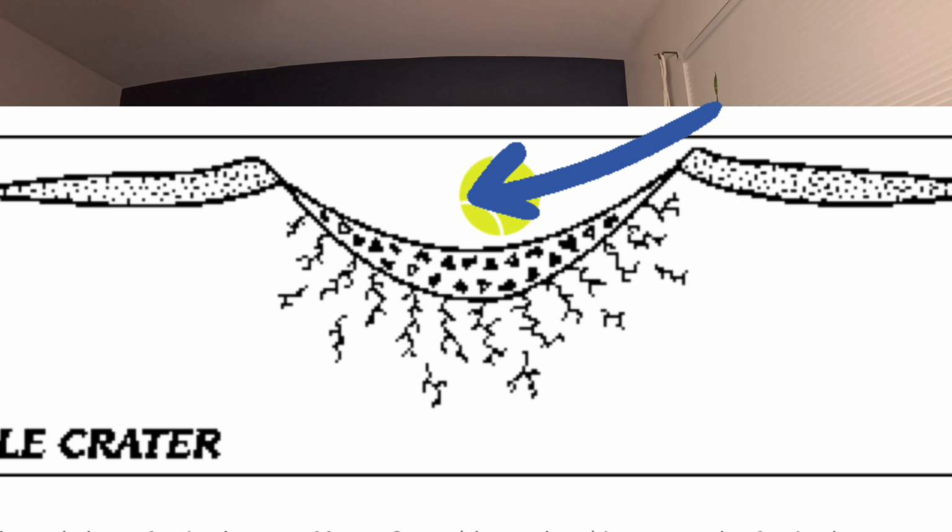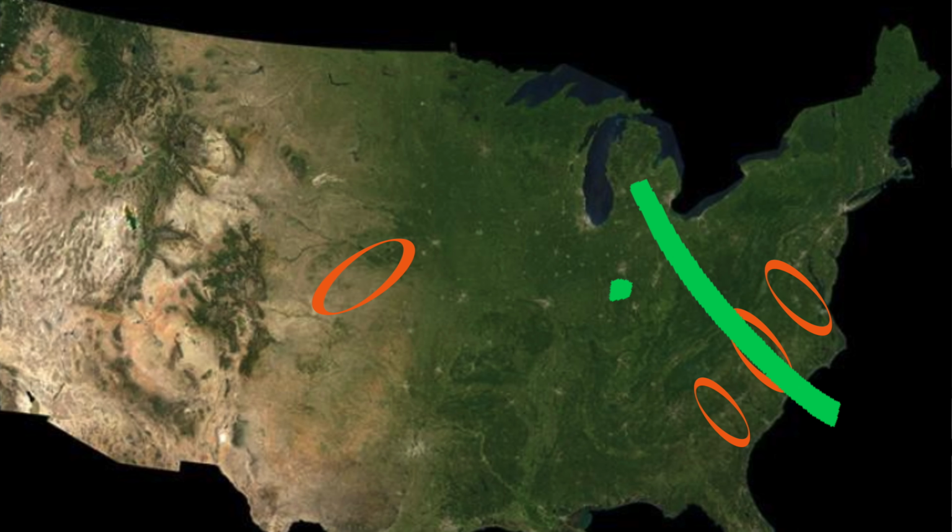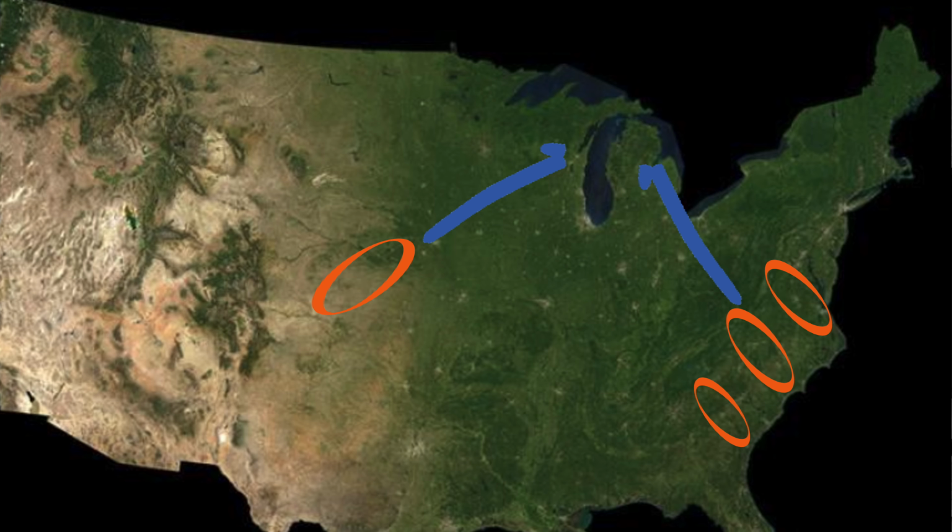And primary impactors usually have a steeper impact angle. He recently took LiDAR data from Nebraska's Rainwater Basin and noticed that the bays in Nebraska are oriented northeast, while the ones in South Carolina and along the coastal plain are oriented northwest. So they both point towards the Great Lakes region.